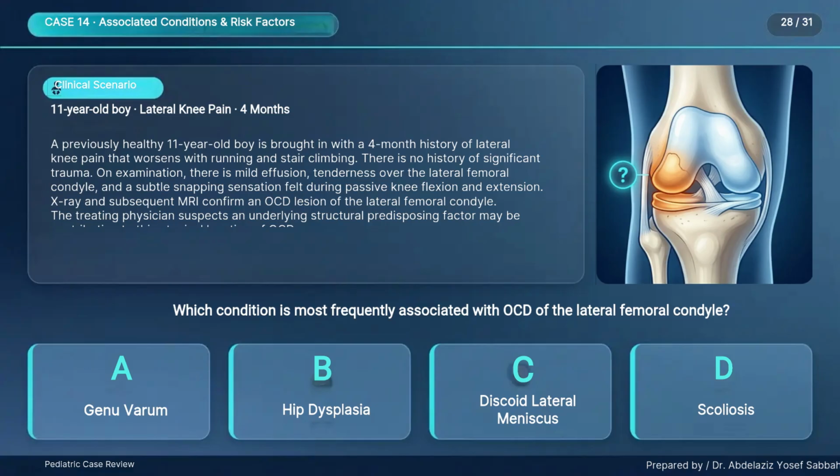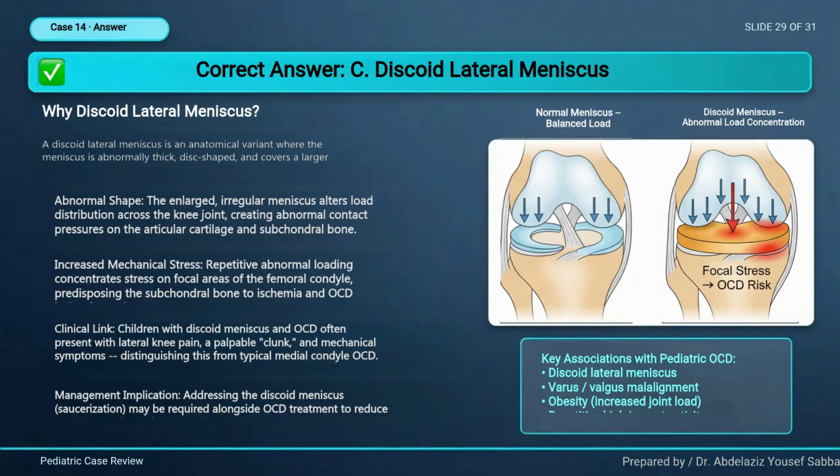Which condition is most frequently associated with osteochondritis dissecans of the lateral femoral condyle? Option A, genu varum. Option B, hip dysplasia. Option C, discoid lateral meniscus. Option D, scoliosis. The correct answer is option C, discoid lateral meniscus. A discoid lateral meniscus is an anatomical variant where the meniscus is abnormally thick, disc-shaped, and covers a larger portion of the tibial plateau than normal.